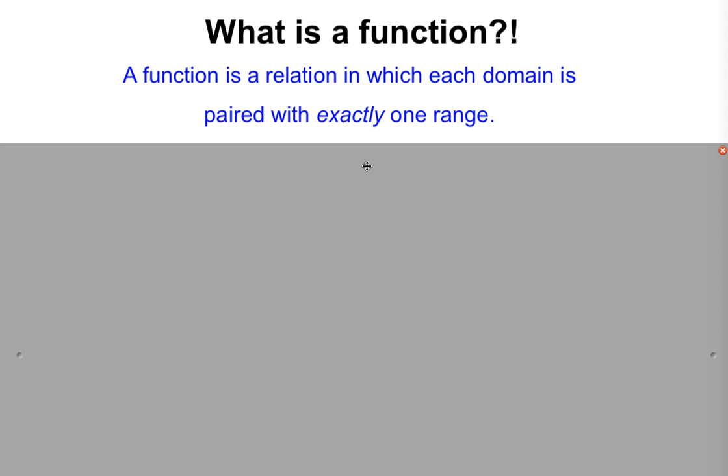A function is a relation in which each domain, remember a domain is also called an x value or an x coordinate, is paired with exactly one range. Remember, range is a synonym for y value or y coordinate. So, in order for a relation to be a function, one x value has to match with only one y value. So let's take a look at this mapping and table.